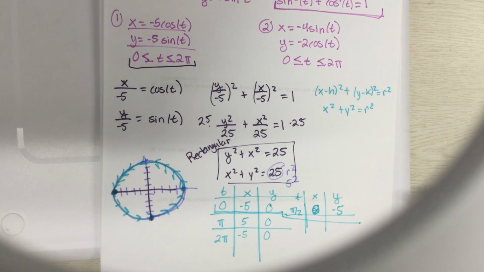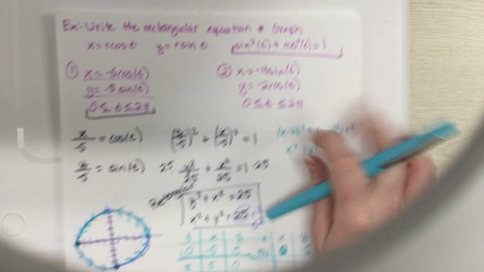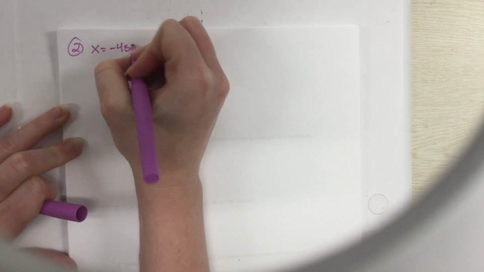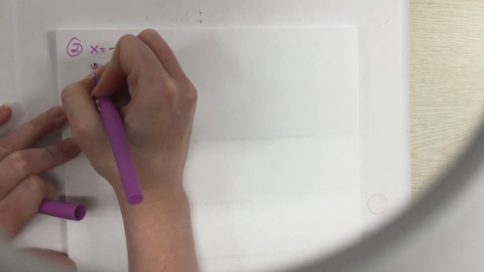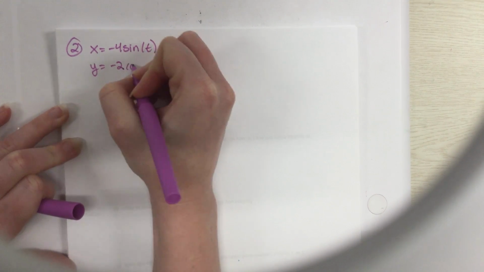All right, let's go ahead and switch over to the ellipse one with the same kind of 0 to 2 pi thing. So we're going to come back to this. I'll just rewrite it. So we got x is -4 sine of t, and y equals -2 cosine of t.